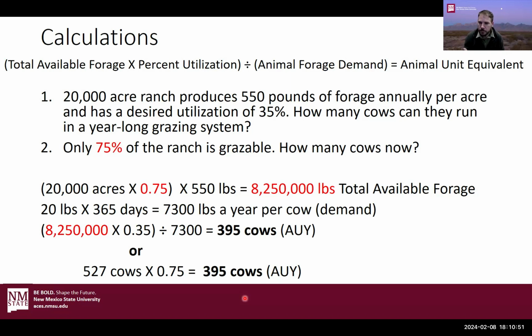Or timesing that by whatever the other reduction factors are. So let's say the 75% was slope. We had a 75% reduction for slope, or 25% reduction, because 75% is grazable. What would you do if you had, which one would you use if you had a 15% reduction for water?